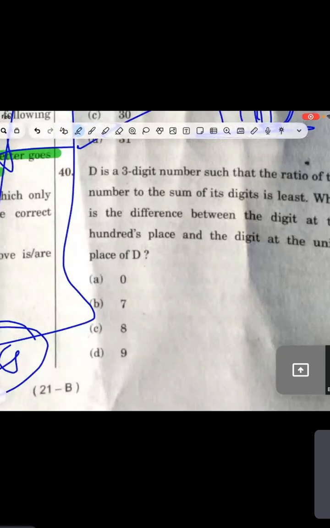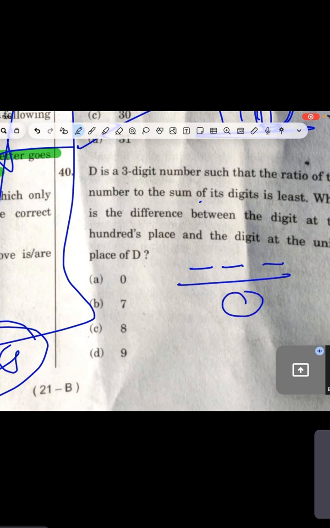See, you know what? Most of the people here will not understand the question even. How can they answer this question actually? They will not understand the question. The question is saying D is a three-digit number, and if you add its digits and then divide the number by that sum, the ratio should be least.